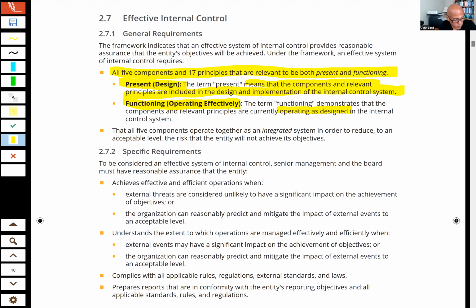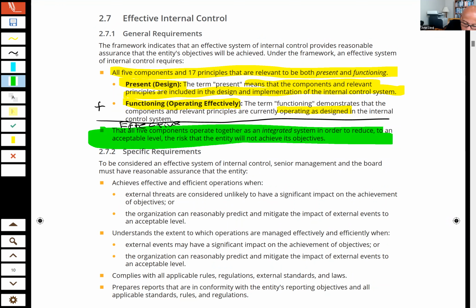So it is worth noting, and I kind of like to do this as a little math equation: design plus operating effectiveness, present plus functioning, equals what? Equals effective. It has to be both. And again, note that all five components need to work together. If there is a component, and I think it'd be highly unusual for a particular component not to be relevant.